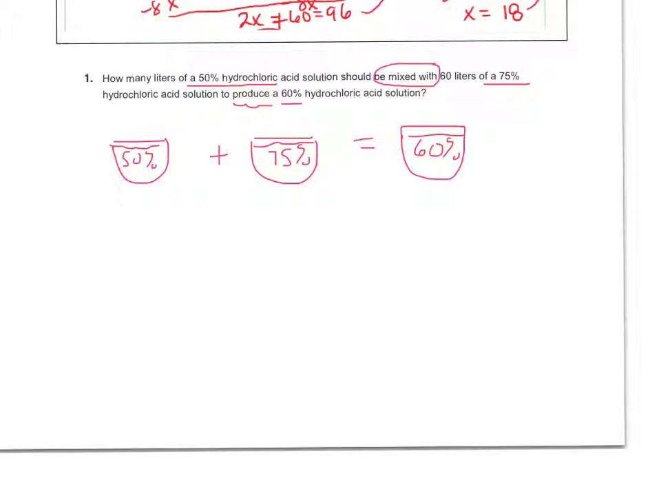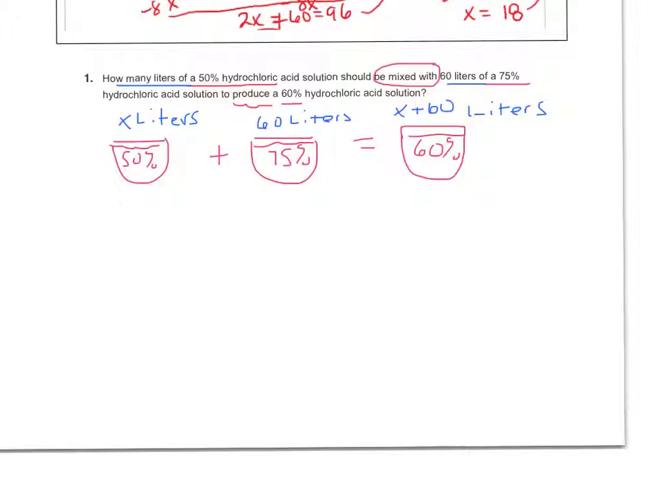Okay, so it says how many liters of 50%? I don't know that, so that's X liters. And I'm mixing it with 60 liters of 75%. And then to figure out what I end up with for my total liters, I just add across. So that's going to be X plus 60 total liters.